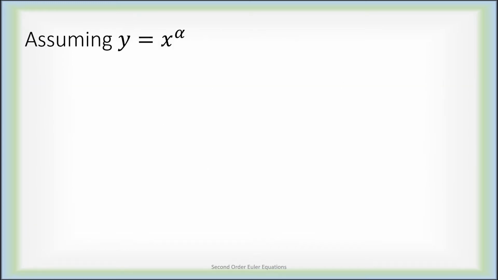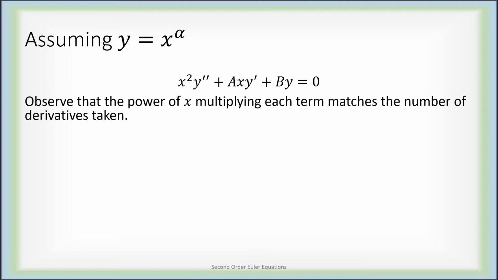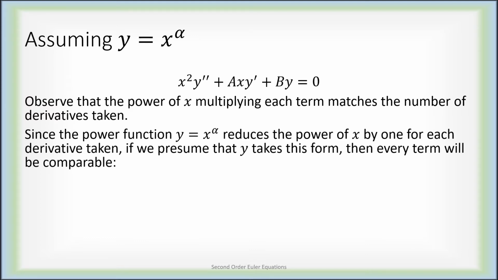So let's go over how assuming y is a power of x can solve this second-order Euler equation. Now observe, every time we take a derivative of y, we multiply by a higher power of x. So y itself is multiplied by the constant b, y prime is multiplied by 1 power of x, and y double prime is multiplied by x squared. Now if y is a power of x, x to the alpha, every time you take a derivative, that will reduce the power by 1, but in our differential equation, we are multiplying by a correspondingly higher power of x.